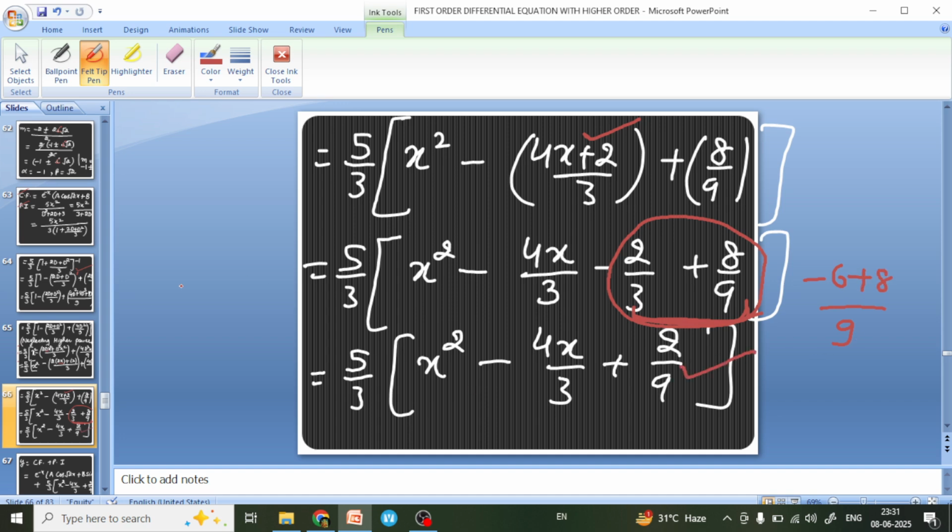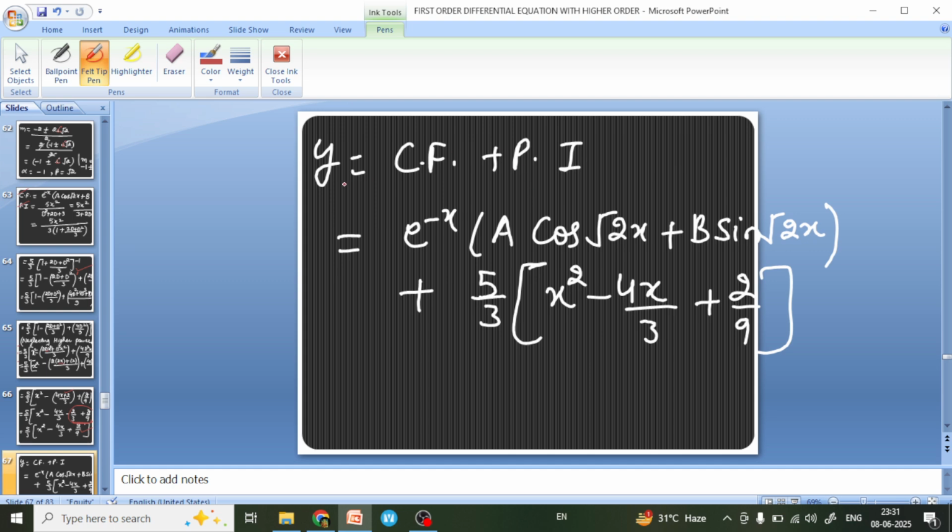And after that y is equal to CF plus PI. You will write e raised to power minus x, a cos root 2x plus b sin root 2x, and PI will be plus 5 by 3 x square minus 4x over 3 plus 2 by 9.